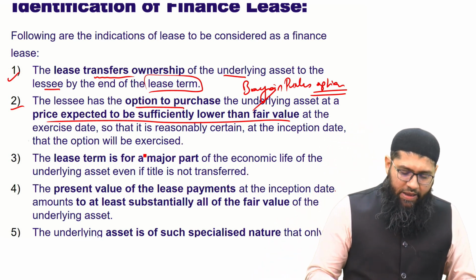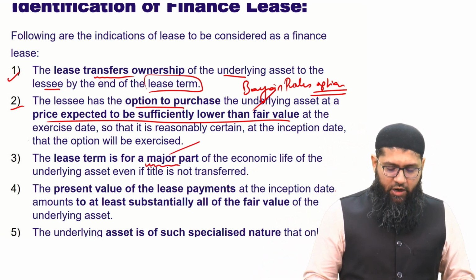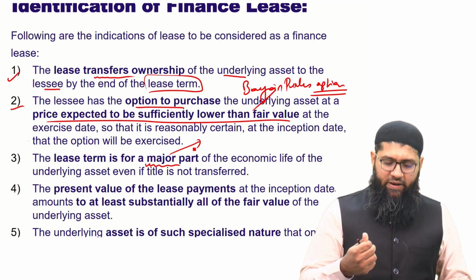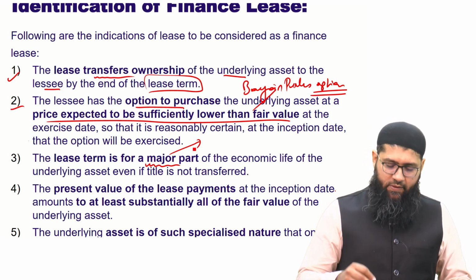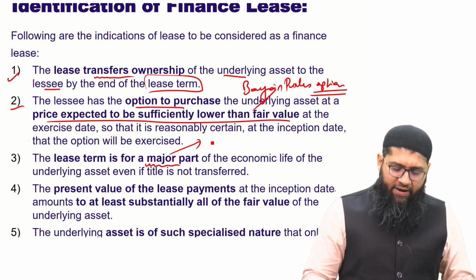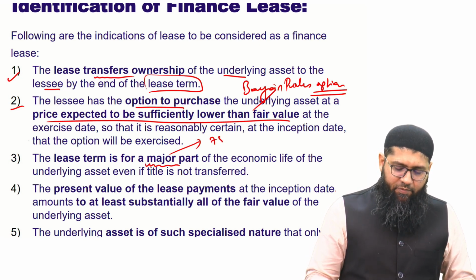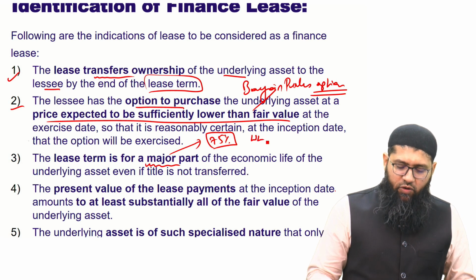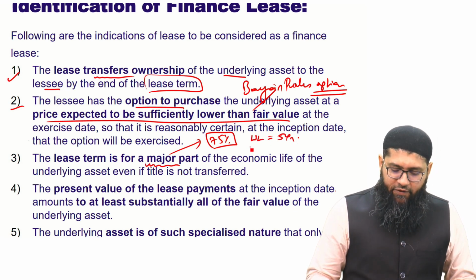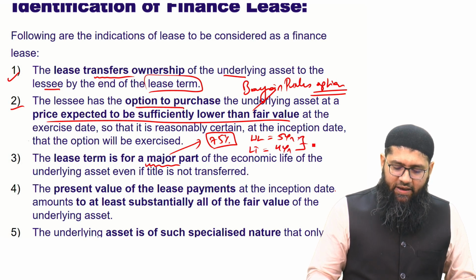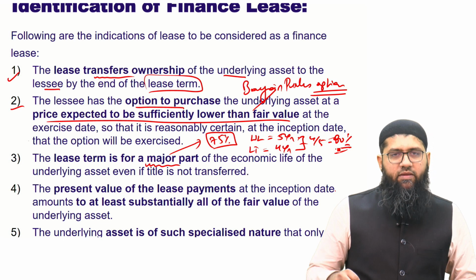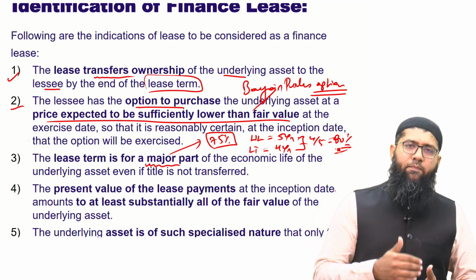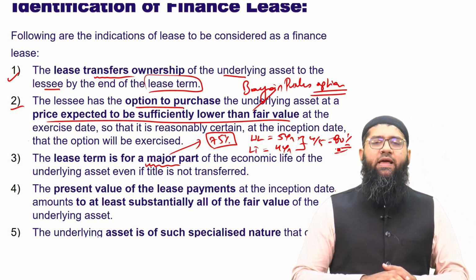Third one, the lease term is for the major part of the economic life of the asset. What exactly do we mean by major part of the economic life of the asset? It actually means that you could say 75%. What do you mean by this? For example, the useful life of the asset is 5 years, and the lease term is 4 years. Technically, this 4 upon 5 is 80%, and this 80% is going to be considered a major part of the useful life. So if the lease term is for the major part of the useful life of the asset, then again it is going to be considered a finance lease.